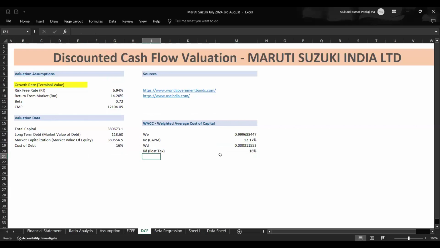Now, what do we need next? This cost of debt is pre-tax cost of debt. Now we will also have to incorporate the tax rate. The corporate tax rate in India is 25%. So we will be incorporating the tax rate. Post-tax cost of debt is pre-tax cost of debt multiplied by 1 minus tax rate.